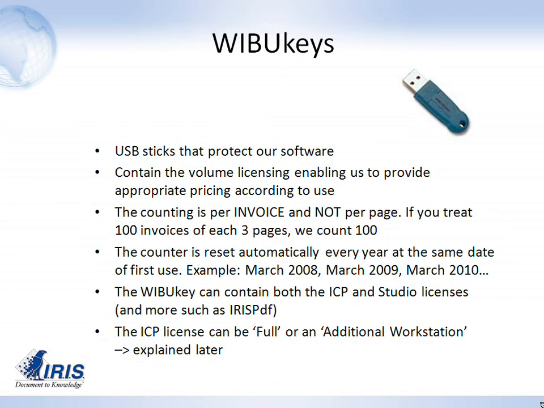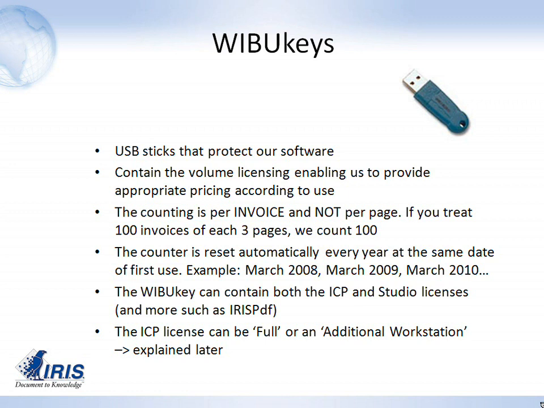Now, the Wibu keys protect our software. On those Wibu keys, you'll have volume licensing. This volume licensing will control the number of invoices you'll be treating a year. And there are different pricings according to the volume. The counting is per invoice, it's not per page. So if we treat 100 invoices of 3 pages each, we're counting 100, not 300.